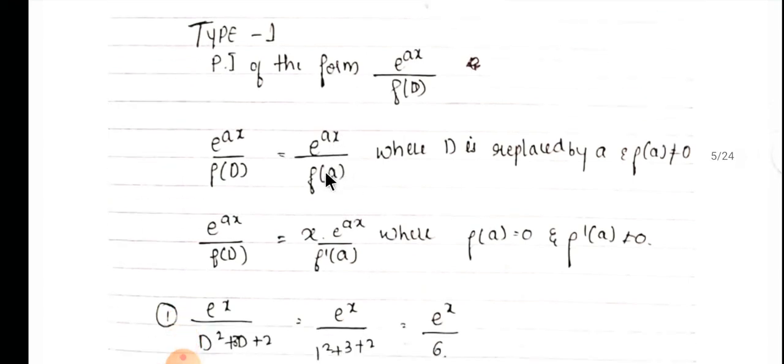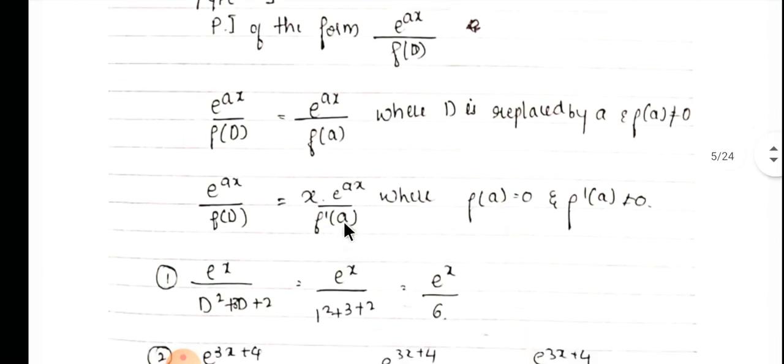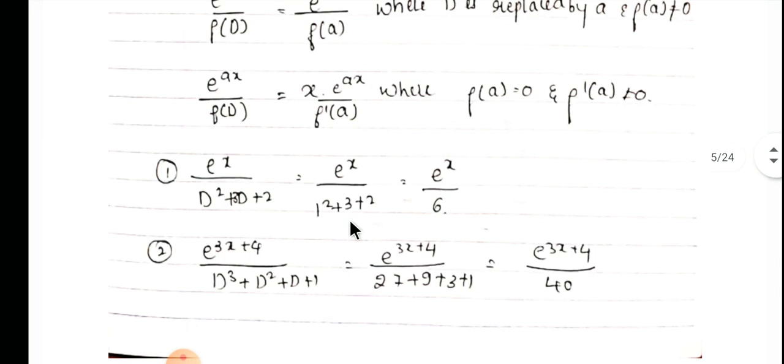If f of a is 0, then I have to find f dash of a. Then the formula will become x into e to the power ax divided by f dash of a. Now when f dash of a is also 0, then it will become x square into e to the power ax divided by f double dash of a. Similarly, it continues. Now we look into the examples.